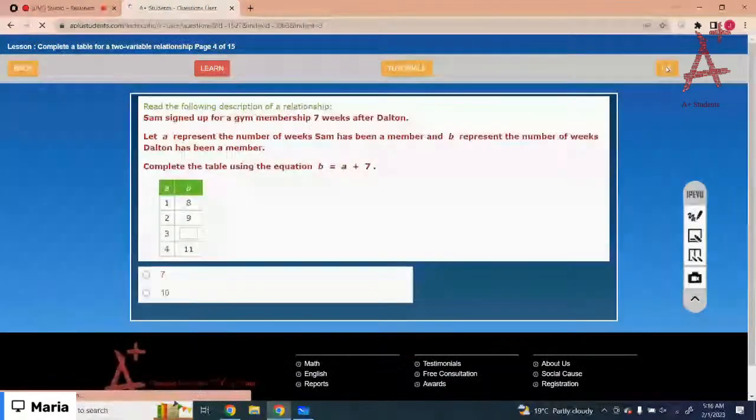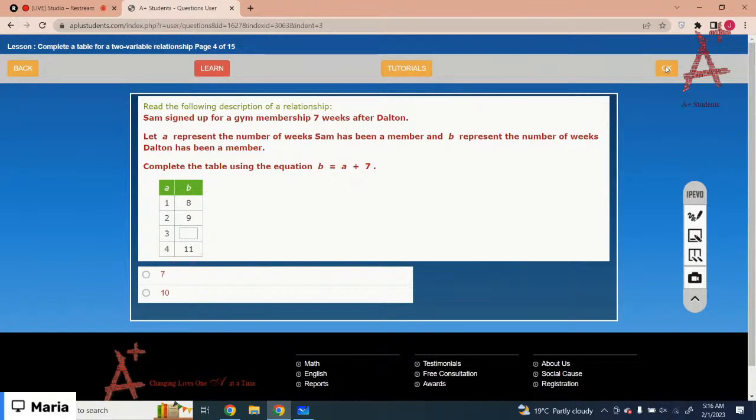Okay, the next one is Sam signed up for a gym membership 7 weeks after Dalton. Let A represent the number of weeks Sam has been a member and B represent the number of weeks Dalton has been a member. Complete the table using the equation B equals A plus 7. So the equation is B equals A plus 7.